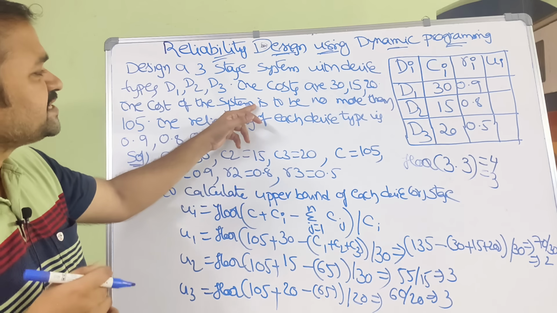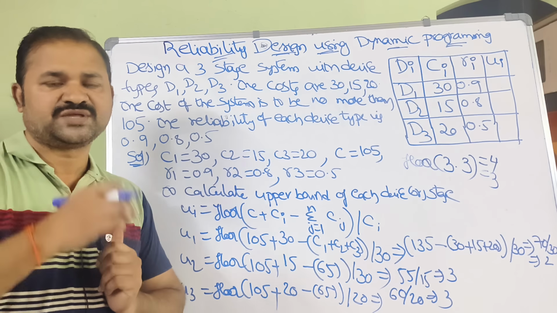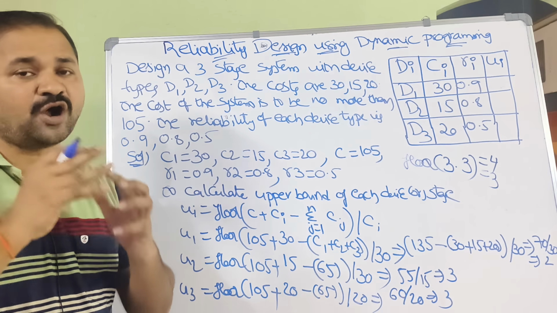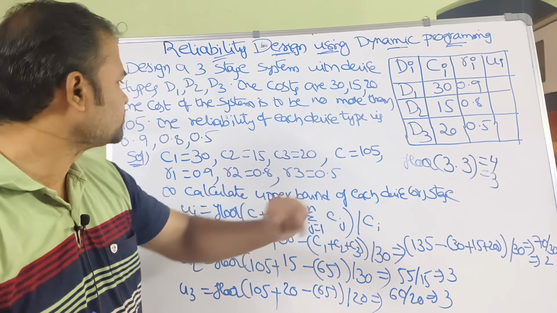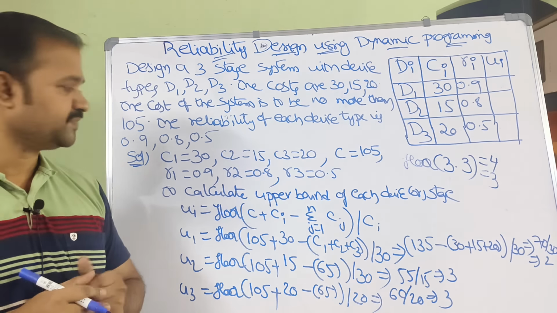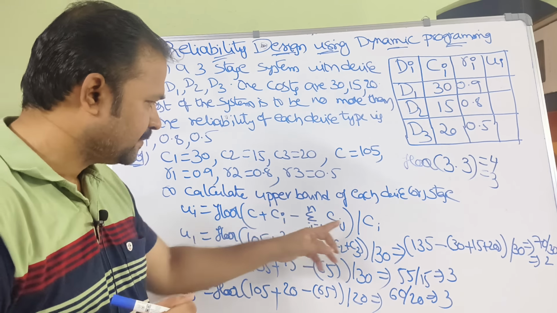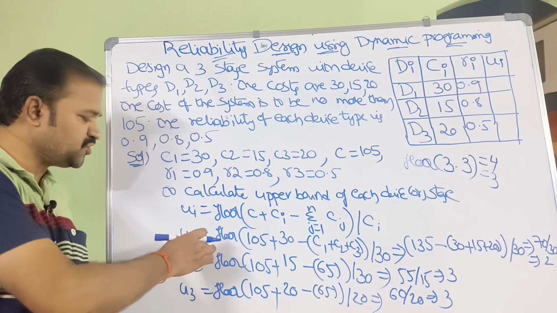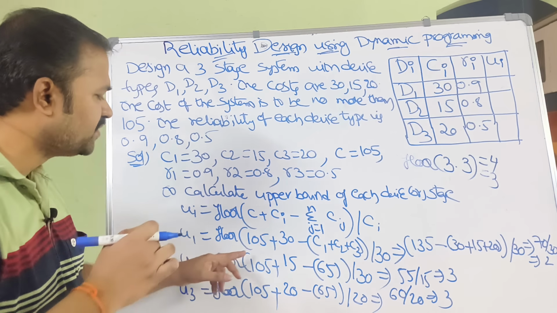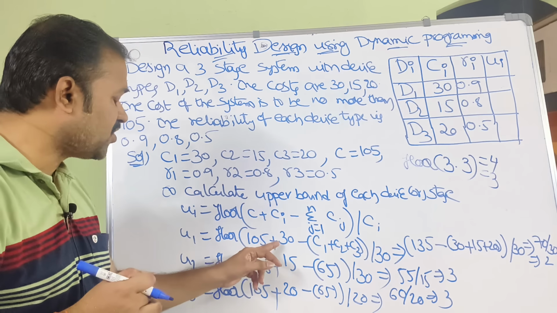One more thing is given: the cost of the system should be no more than 105. For that purpose we have taken C, so C is equal to 105. First let us calculate U1. U1 equals floor of, what is the C value? C value is 105. So 105 plus.